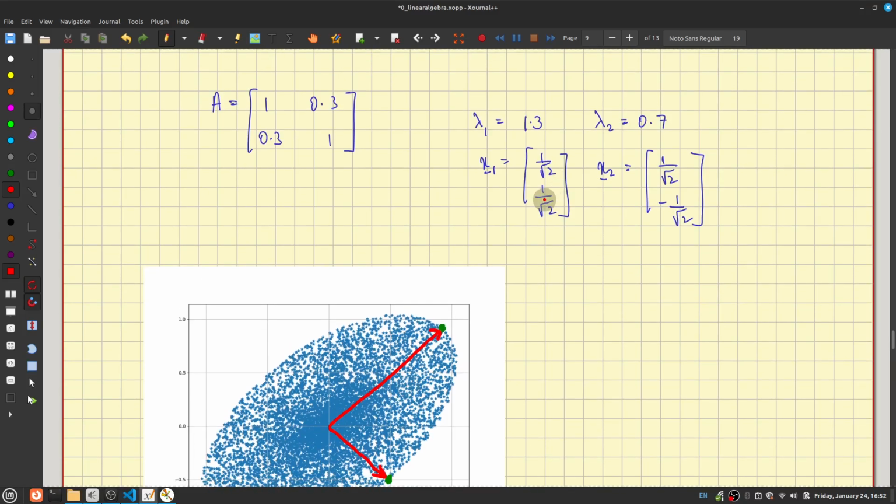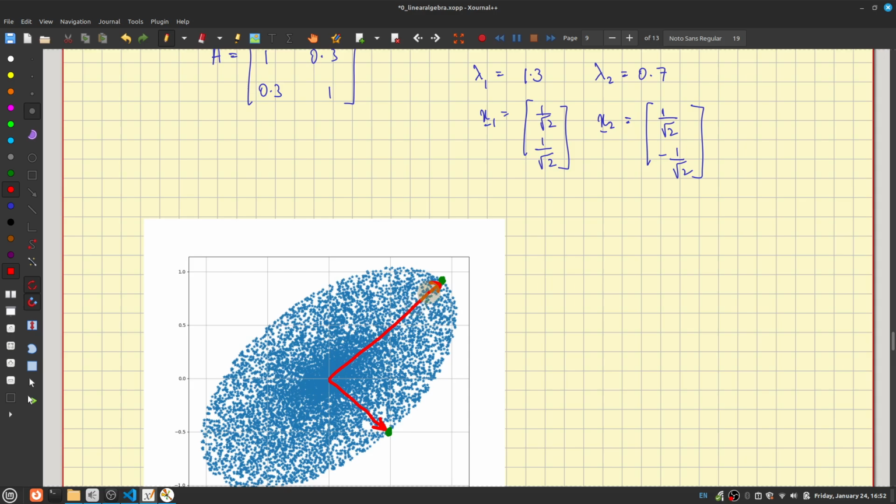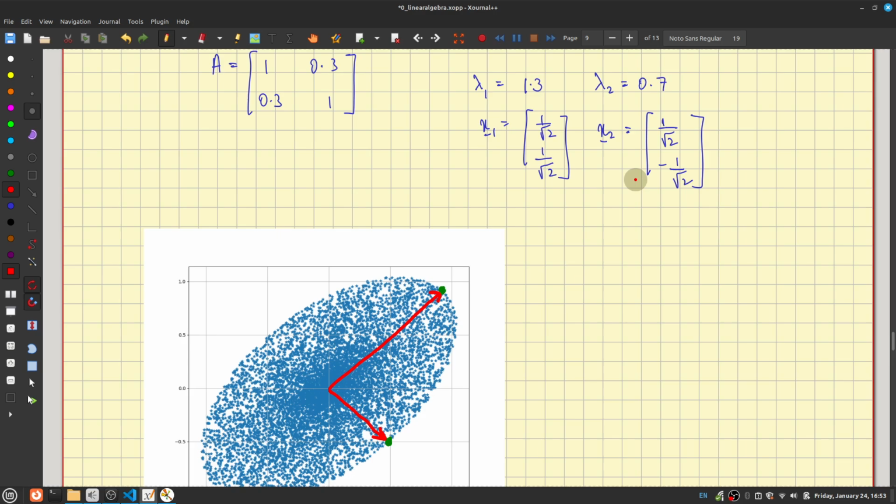Okay? So for this matrix, if you try to find the eigenvalues and eigenvectors, it has two eigenvalues, 1.3 and 0.7, and the corresponding eigenvectors are (1 by root 2, 1 by root 2), and the other is (1 by root 2, minus 1 by root 2). In fact, this vector is just going to be 1.3 times this one, and this vector is just going to be 0.7 times this particular vector. So that's another geometric interpretation of the eigenvalues.